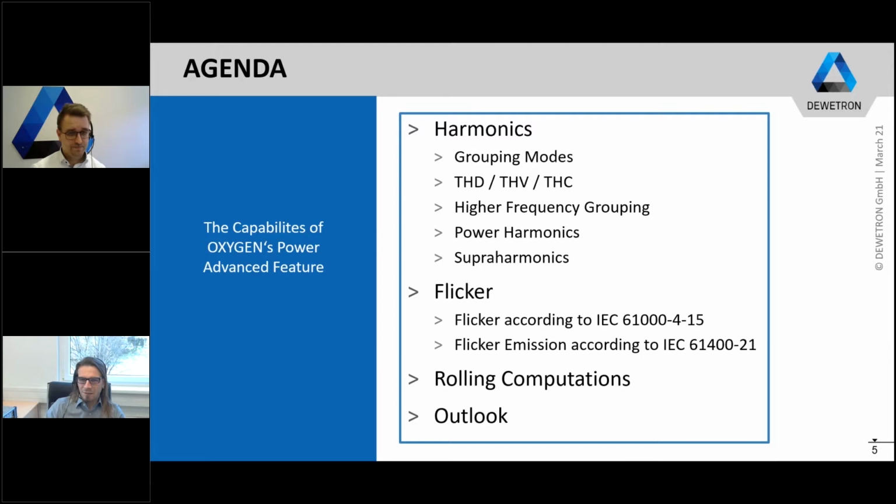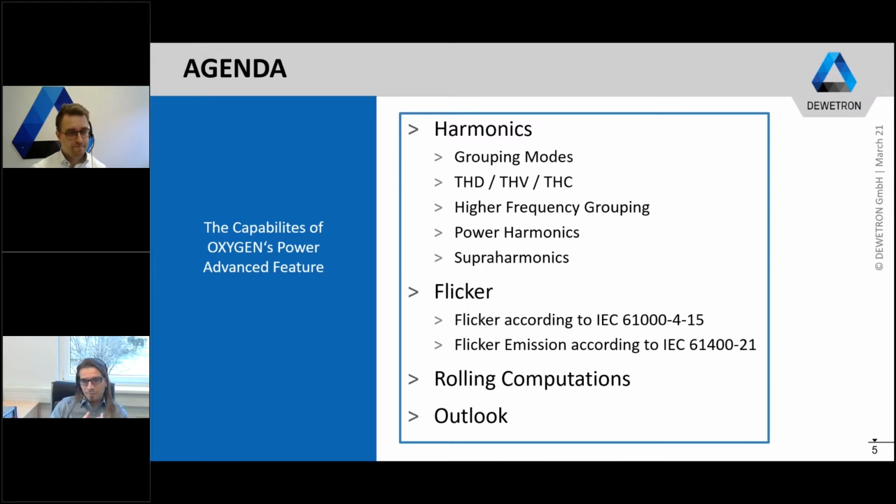Absolutely. So as the title already says, we will have a deep technical look inside the capabilities of the Oxygen Power Advanced feature. The most important features thereby are the harmonics calculations. So we will talk about the different available grouping modes. We will talk about THD, THV, THC, and THC. Talk about the sense behind these abbreviations and how the calculations are done. Afterwards, we will have a look inside the higher frequency grouping and the sense behind that. Then we will also talk about the power harmonics calculations. And last but not least, we will have a technical look into the calculation of the supra harmonics.